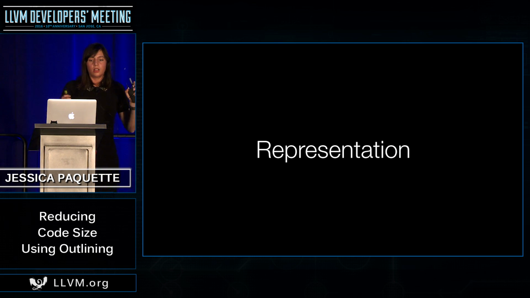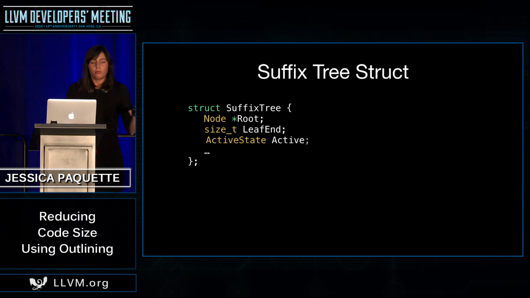So let's talk about how you might represent one of these things. Roughly, from a simplified standpoint, we might have something that looks kind of like this for our suffix tree. We'd have a pointer to, say, a root node, we would keep track of the leaf end, and we would keep track of some information for our splitting operation. For example, we might want to start our query later down in the tree.